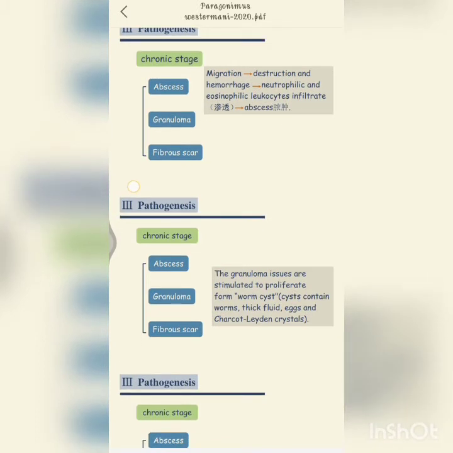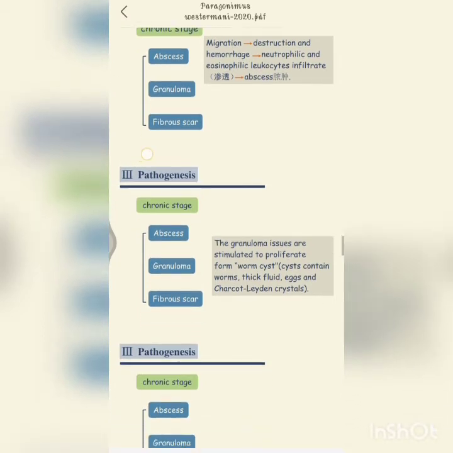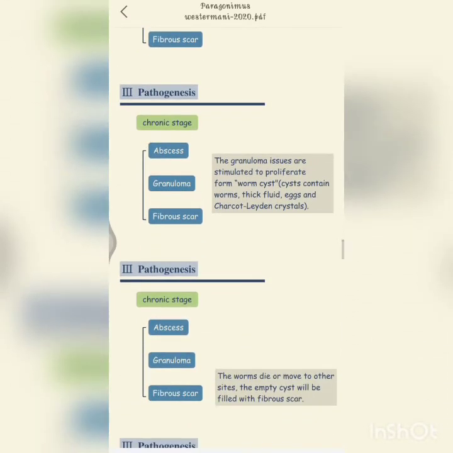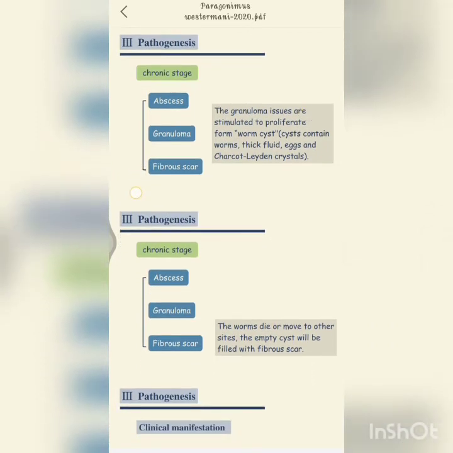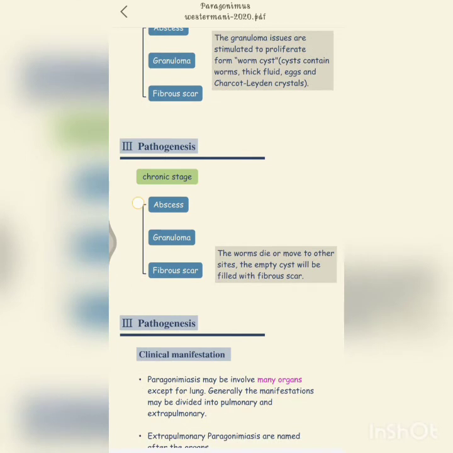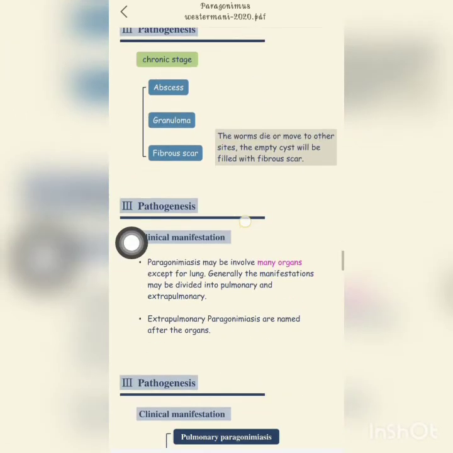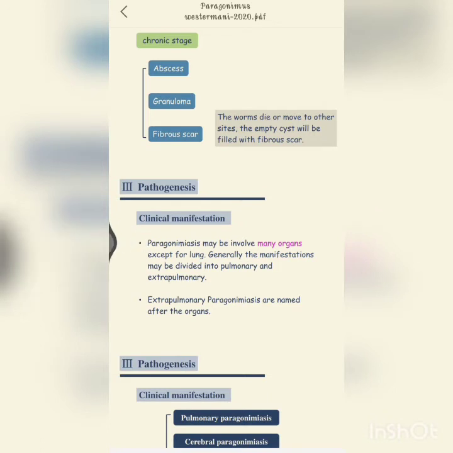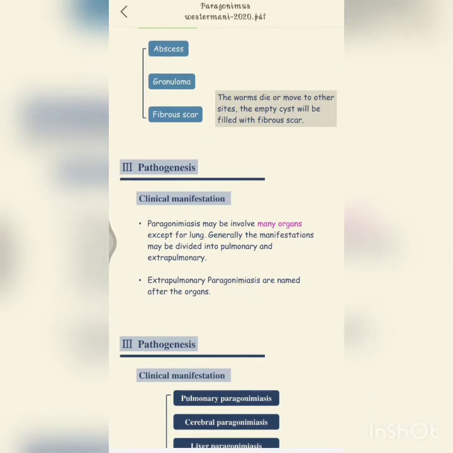So it migrates, causes destruction and hemorrhage, and neutrophilic and eosinophilic leukocytes infiltrate, causing the abscess. And also the granuloma tissue is stimulated to proliferate to form the worm cysts. These cysts contain worms, thick fluid, eggs and charcoal-laden crystals. This is important, charcoal-laden crystals. And next, the worm dies or moves to other sites. The empty cyst will be filled with fibrous scar next. So once the worm moves away from the lungs, it leads to a fibrotic lung because of these fibrous scars.